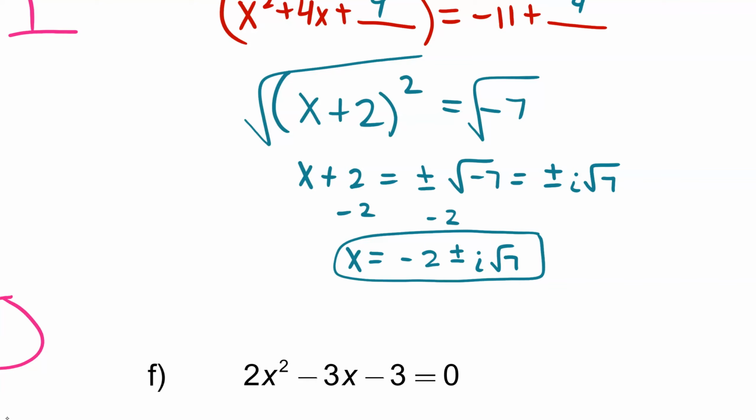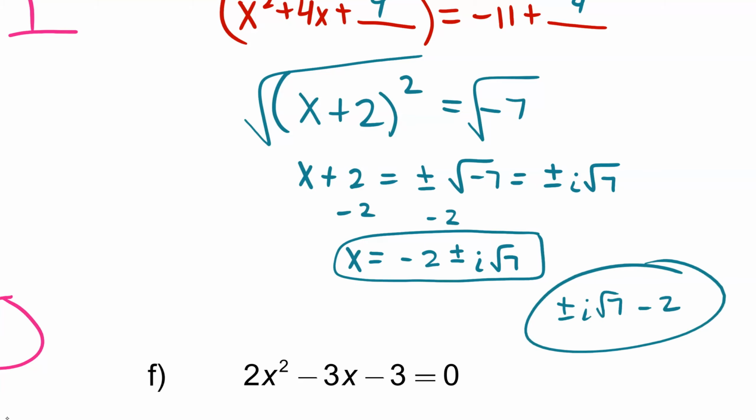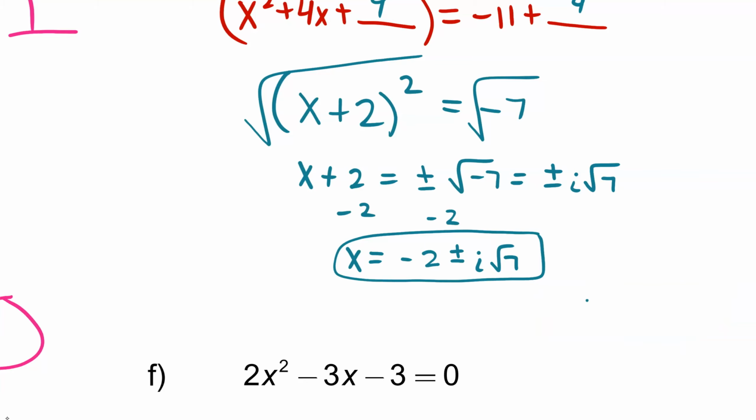Did you do plus and minus i square root 7? Plus or minus, so plus or minus i root 7 minus 2. This is fine. It's just I personally like the plus or minus in the middle. That way I don't forget.